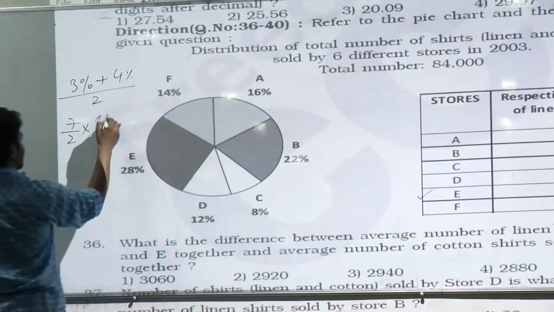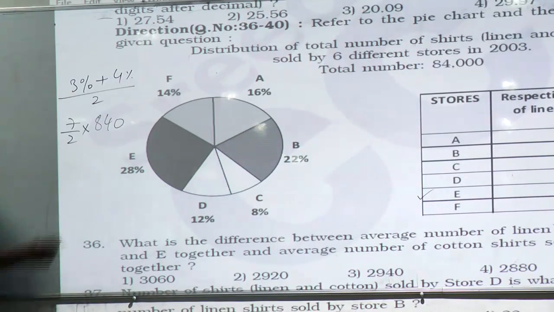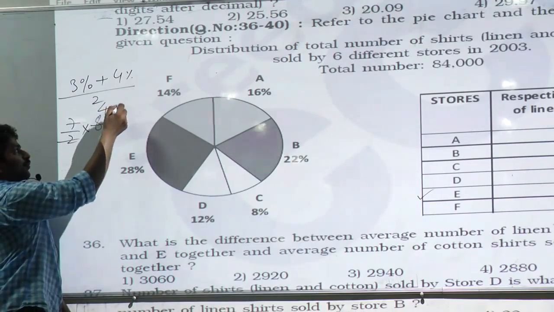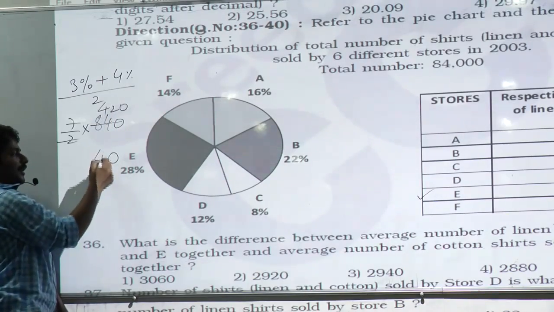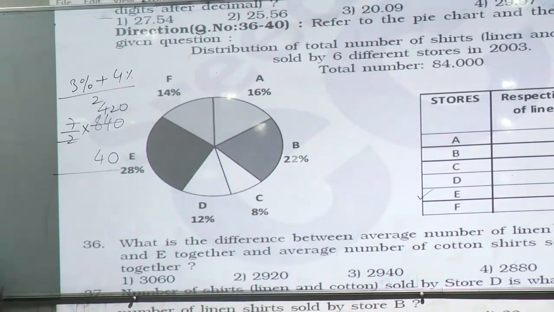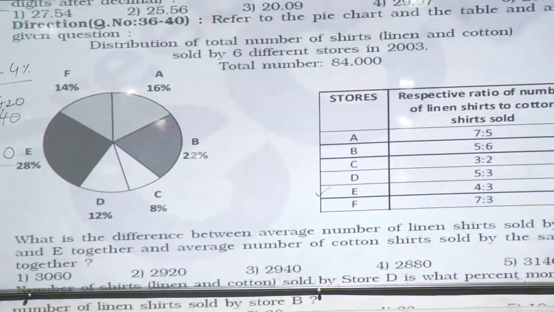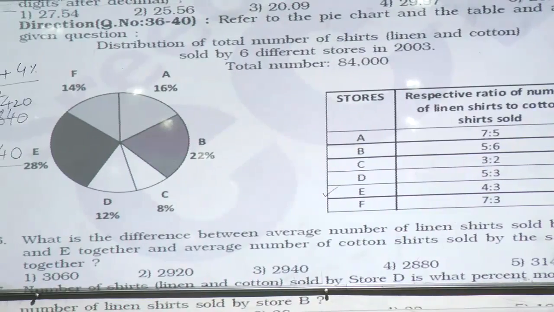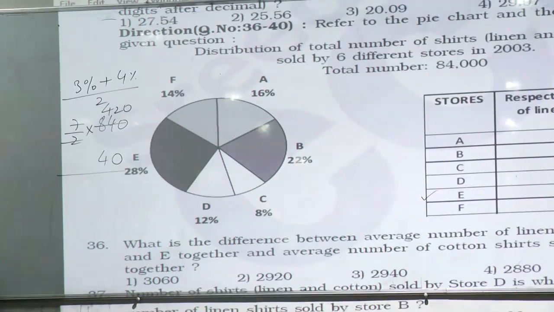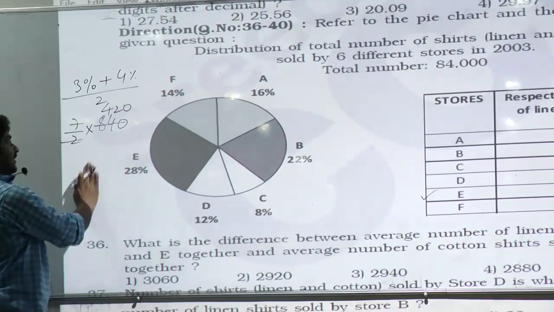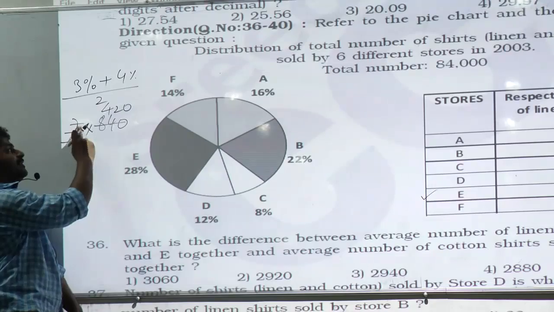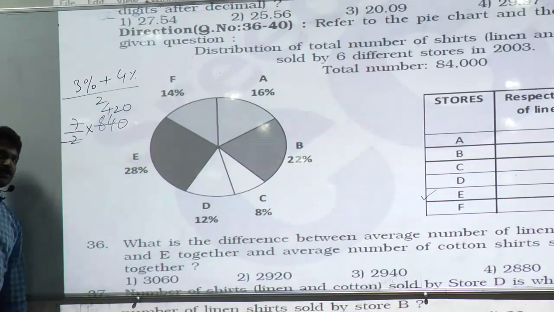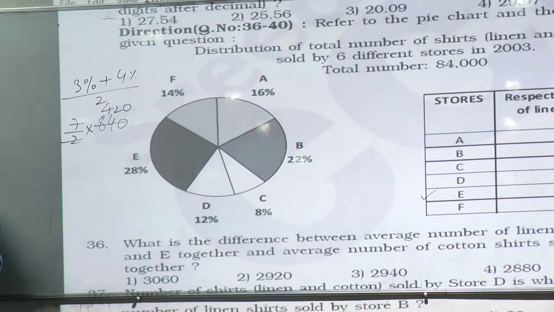840. 7/2 into 840. 2 how many times? 420 times. 7 twos are 14. The answer should end with 40. Third option. 7 into 400 is 2800, and 7 into 20 is 140. 2800 plus 140 is 2940.